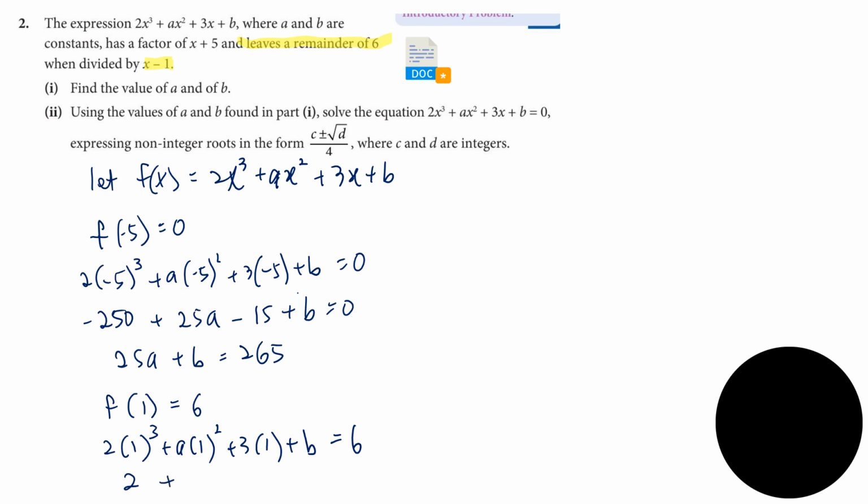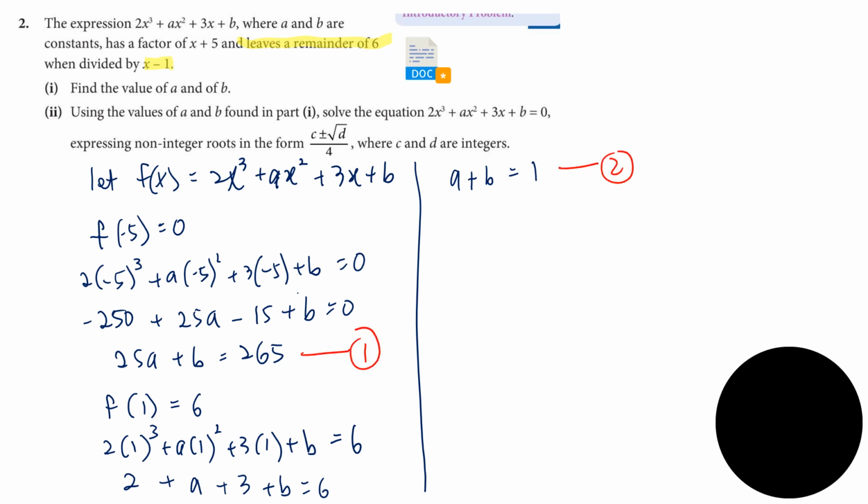Two plus a plus b. Okay, so you rewrite it. So a plus b gives you what? Okay, so you can call this equation 1, equation 2. So now you need to solve equation 1 and 2 simultaneously.